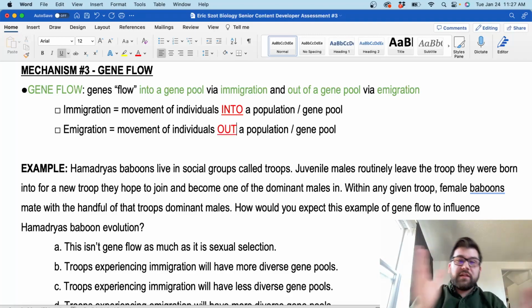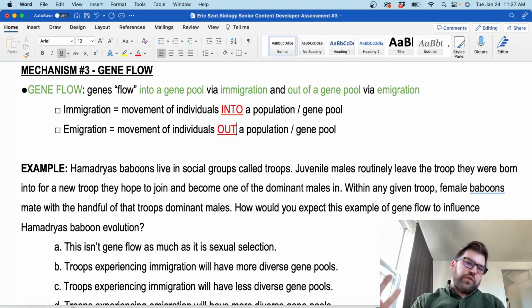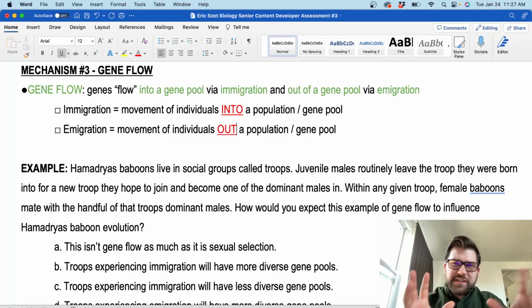We can have both happening between populations, but we do have different words for the direction, right? There tends to be, maybe not always a perfectly balanced equilibrium, but there's definitely immigration and emigration happening all the time. Just to step that direction here.